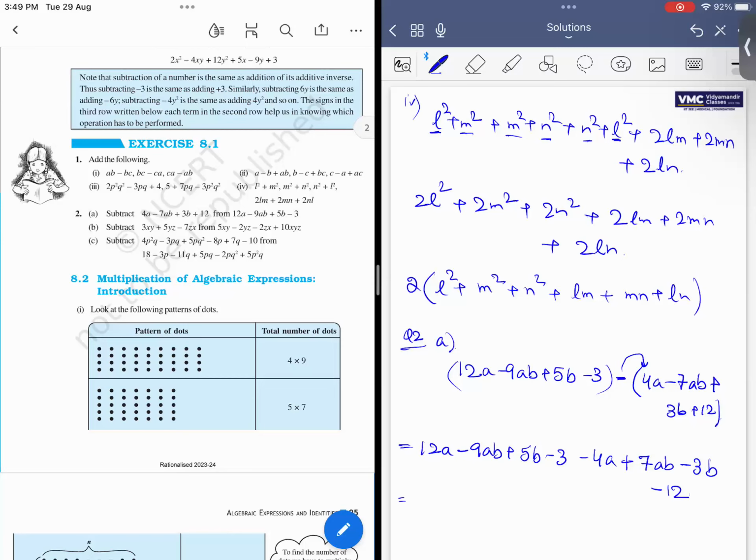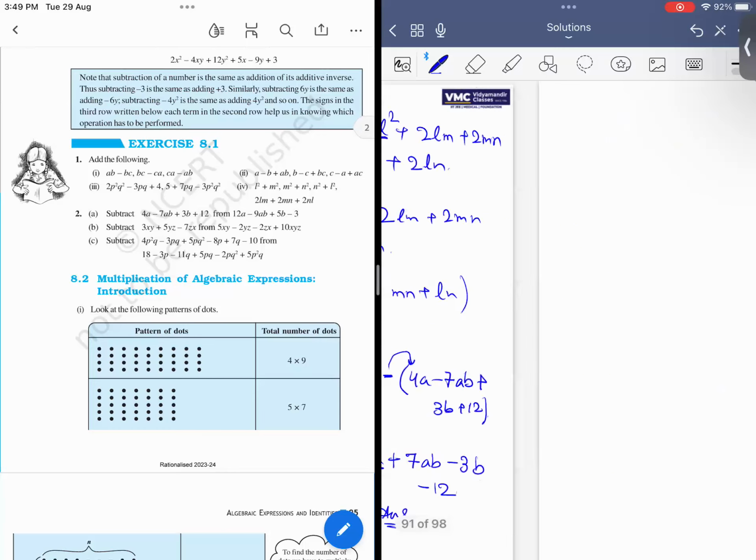Okay, now bring the like terms together. So 12A minus 4A becomes what? 8A, minus 9AB plus 7AB, minus 2AB, plus 5B minus 3B, plus 2B, and minus 3 minus 12, minus 15. This is the answer, the final subtraction.